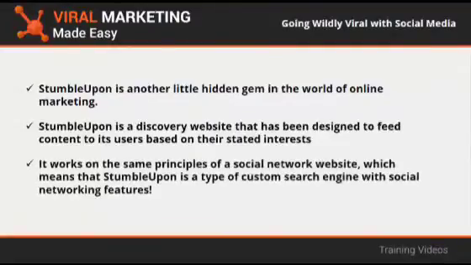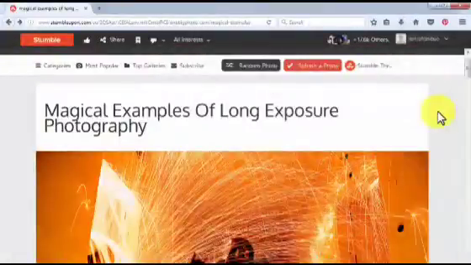It works on the same principles of a social network website, which means that StumbleUpon is a type of custom search engine with social networking features. That also means that content on StumbleUpon goes viral the same as it would on Facebook. Web content, photos, and videos are shared by peer sourcing, meaning that if the content is great, the advertising comes for free. You can see this in action every time you log into StumbleUpon.